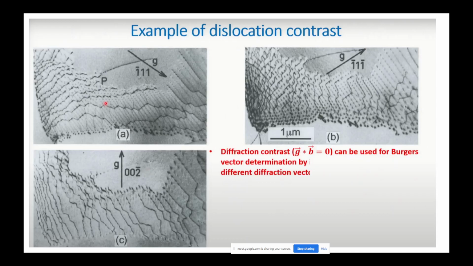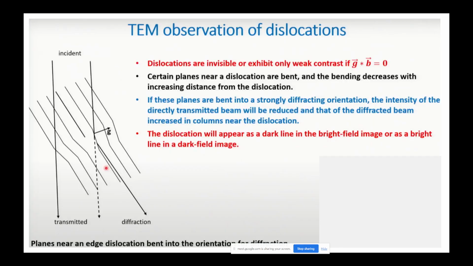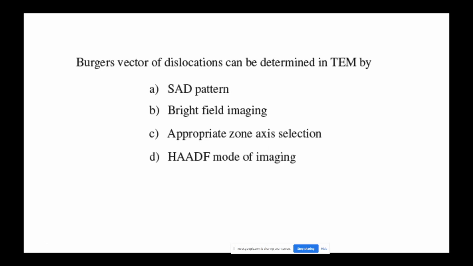And you are saying about the bright field. It is not giving the bright field, it is giving, in the bright field imaging mode, the information regarding the zone axis. By using bright field as well as dark field. Here you can see the dislocation will appear as a dark line in the bright field image, or as a bright line in a dark field image. So you can use dark field also, you can use bright field also. It is just a matter. So in the options bright field is there, sir, dark field is not there. So its answer is not bright field, sir.